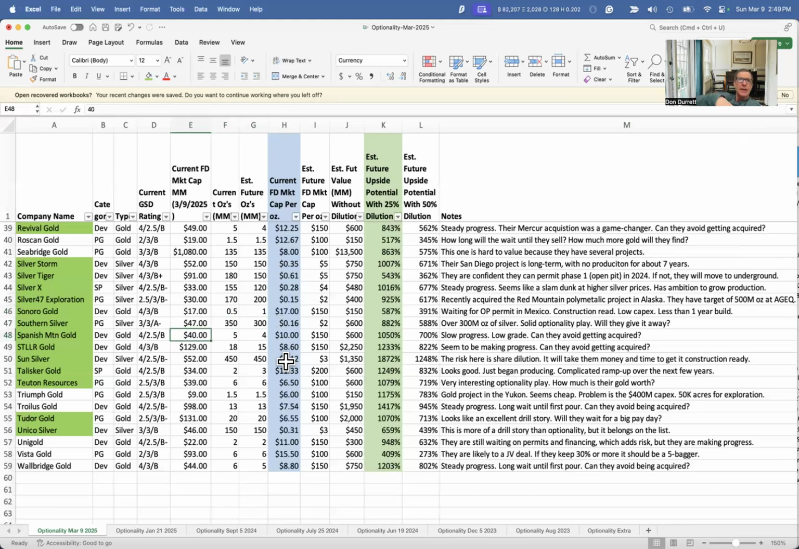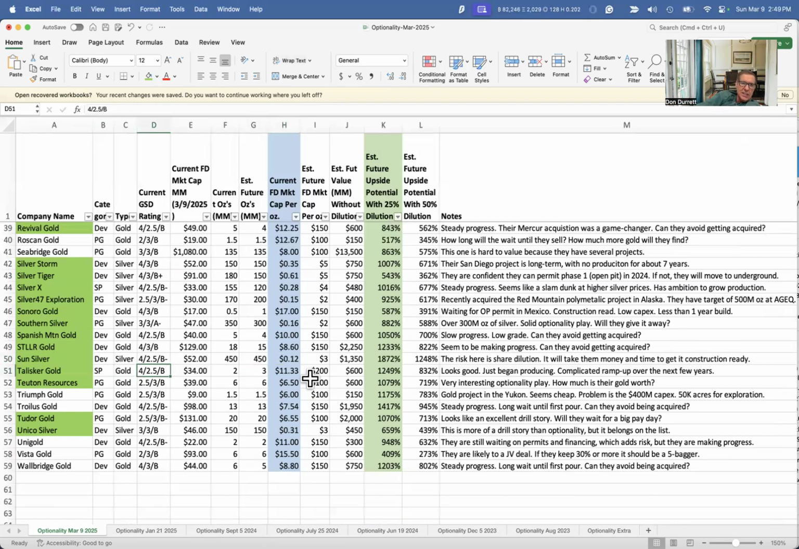Spanish Mountain, they're slow progress. Stellar, it's a long-term development project, but you're getting 18 million ounces at 15, paying $9 in the ground. I like that. Sun Silver, we've got a lot of risk with Sun Silver. I want to see a path to production. I don't see it. So there's high risk here, paying 12 cents. But this is one they could easily sell. I don't know what's going to happen with Sun Silver. They have a new CEO right now.